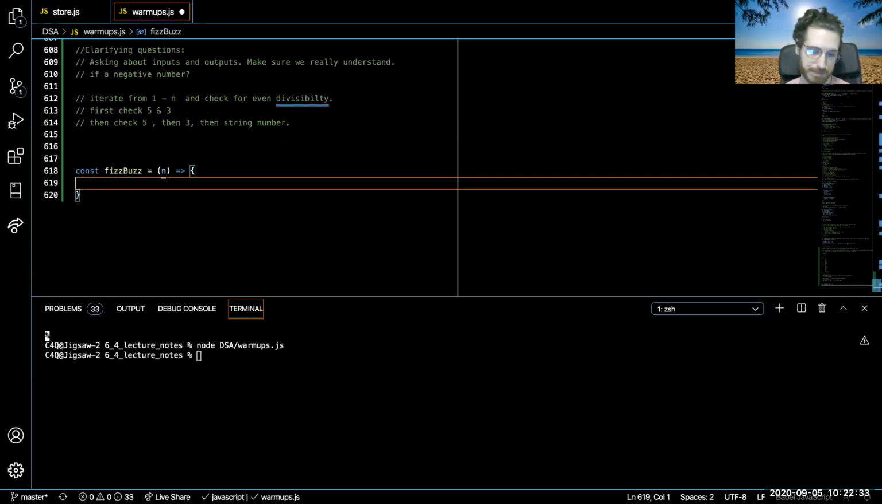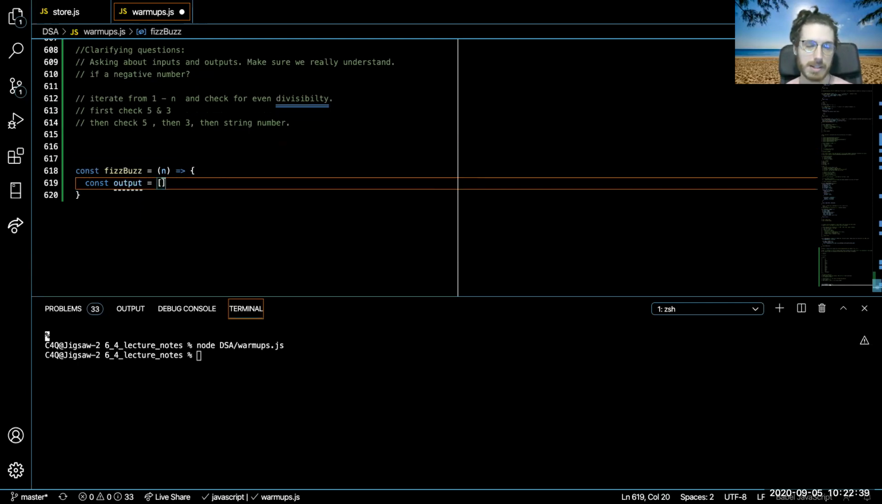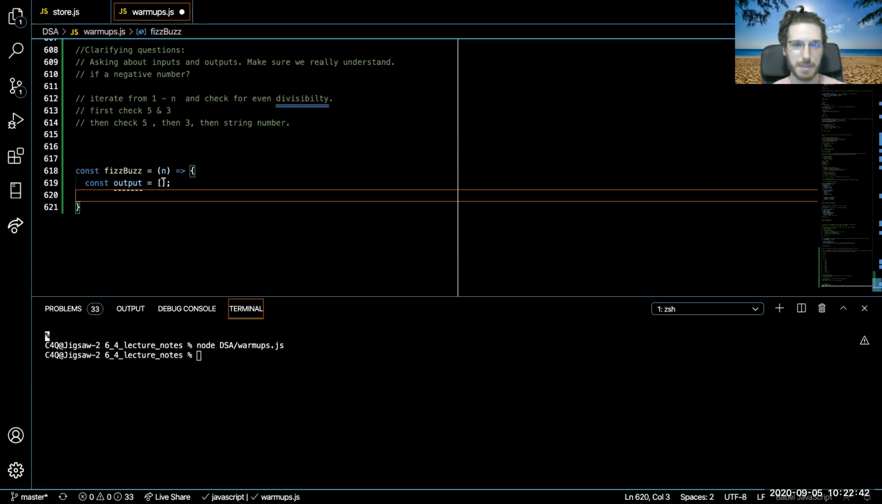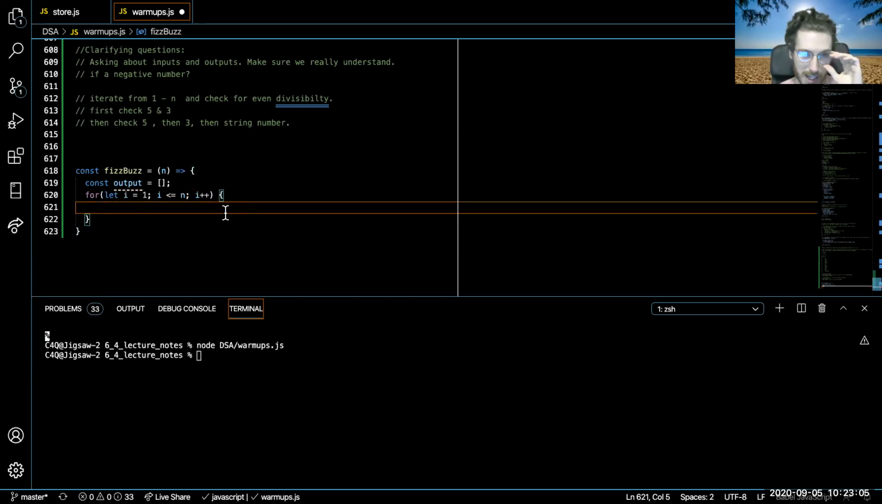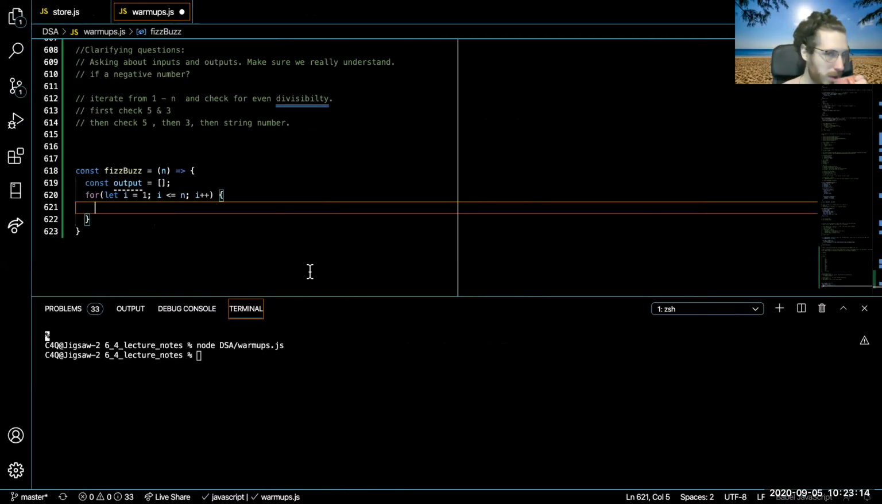So let's go for it. We've got our output, which we can say is an array. And we're going to iterate from 1 to n. So for let i equal 1, i less than or equal to n, i plus plus. We're starting at 1 because we don't have an interest in 0. And we're going to go up to n because we want to include n. I think we want to include n at least, but we can check. 15, yeah, so they are including n.